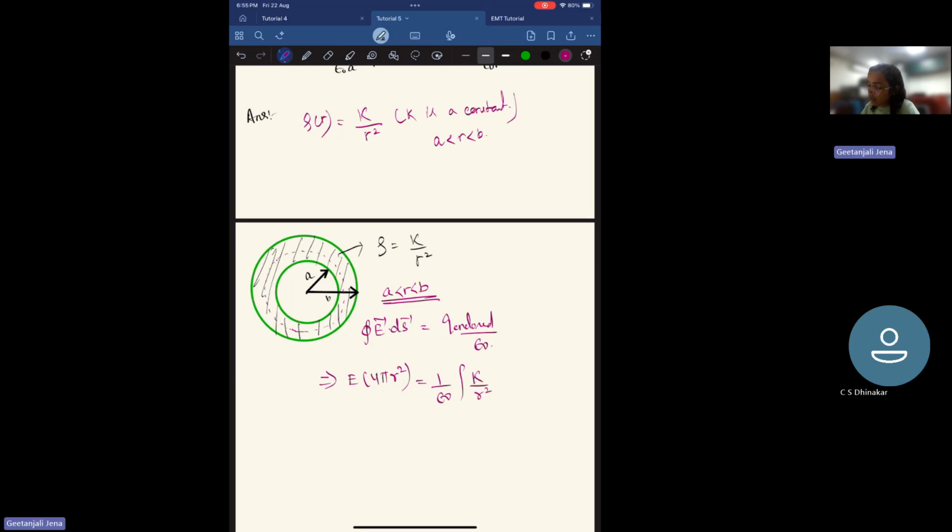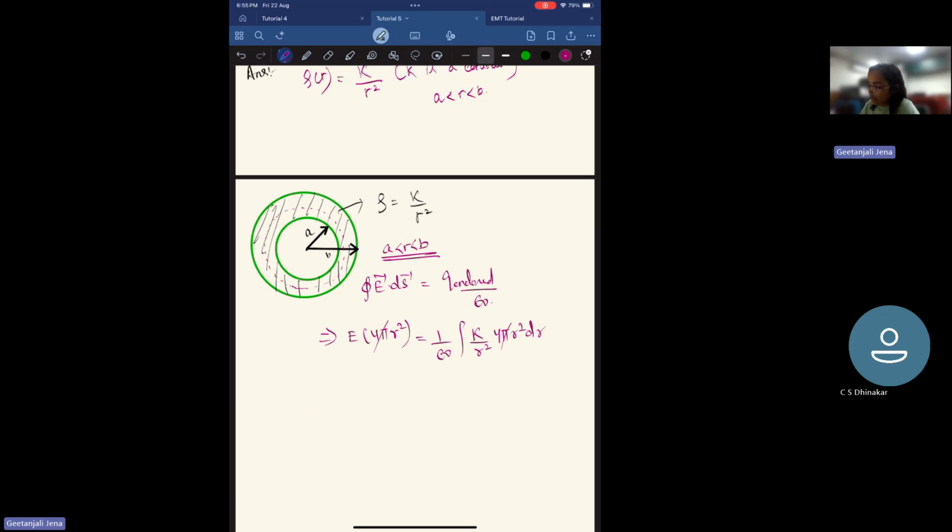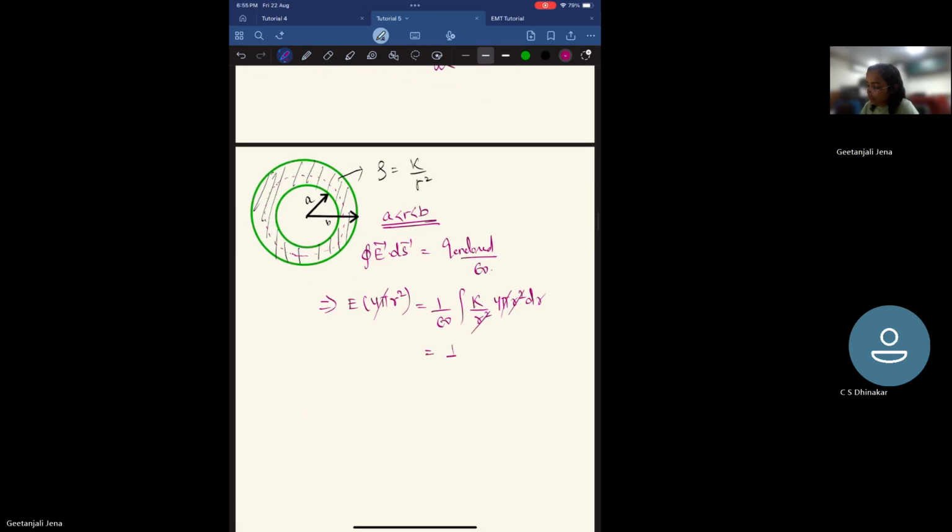and rho is K by r square. When theta and phi are over the whole limit of a sphere, theta from 0 to pi and phi from 0 to 2 pi, you can take dV as 4 pi r square dr, instead of writing r square sine theta d theta d phi dr. So this 4 pi will cancel, r square will cancel. 1 by epsilon naught integral of k dr. And the limit for r is from a, because it is Q enclosed, so Q will be non-zero when r is a, and for inside it will be up to the distance r.